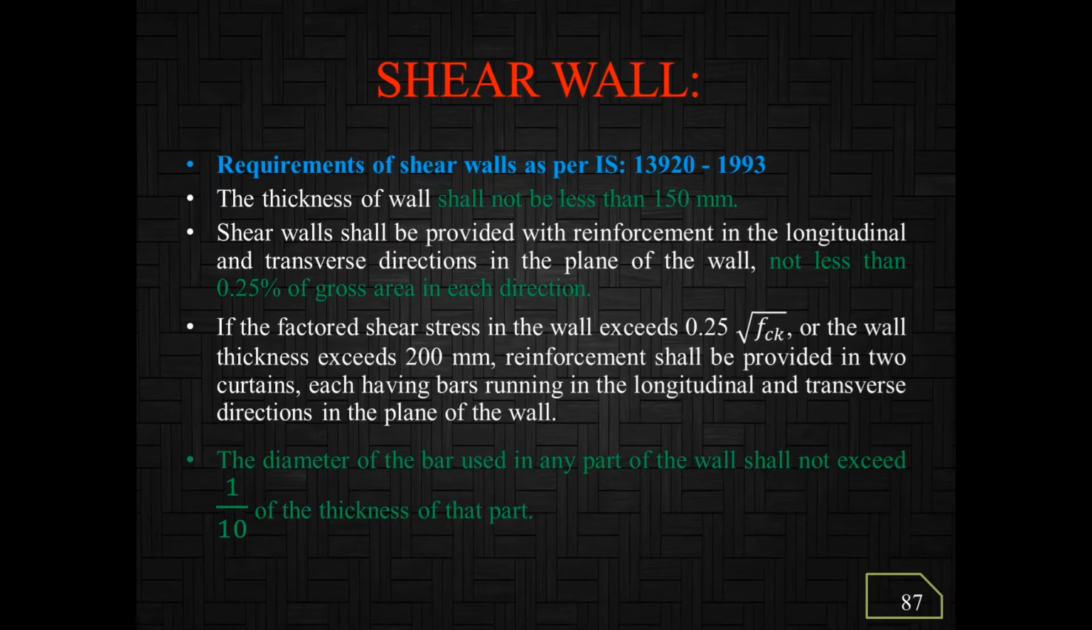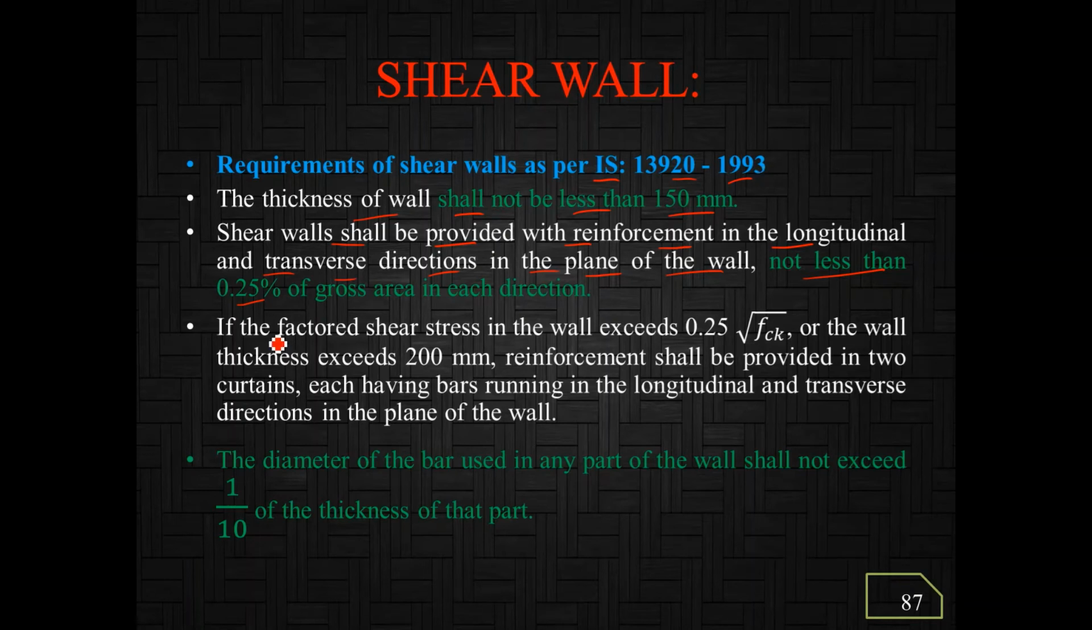Now we have to discuss the requirements of shear walls as per IS 13920:1993. The thickness of the wall shall not be less than 150 mm. Shear walls shall be provided with reinforcement in the longitudinal and transverse directions in the plane of the wall, not less than 0.25% of the gross area in each direction.